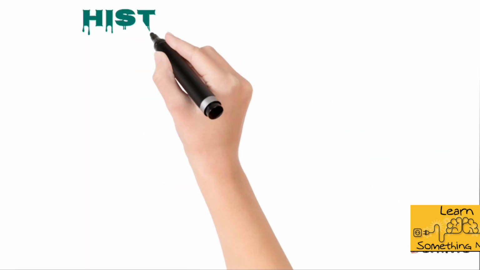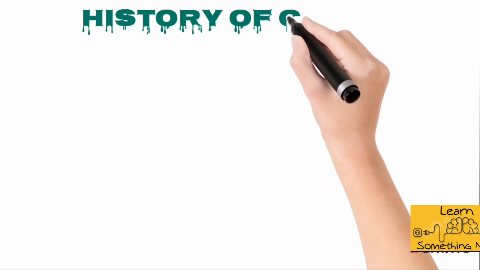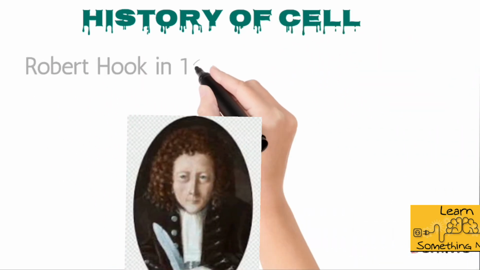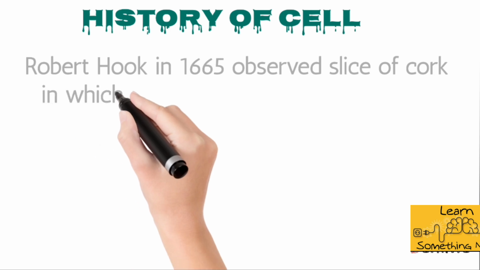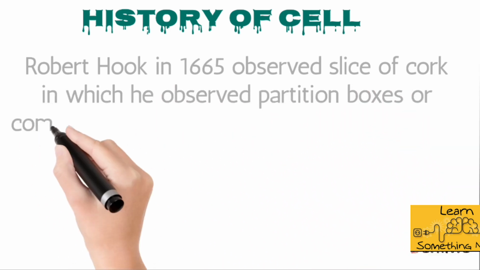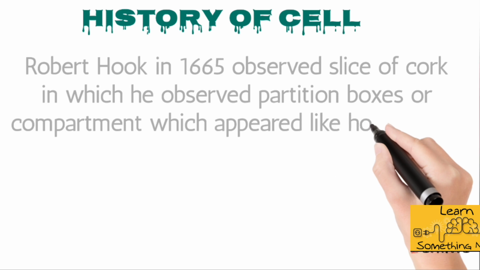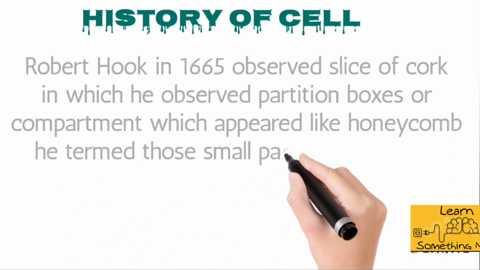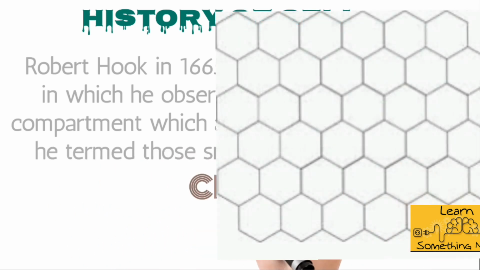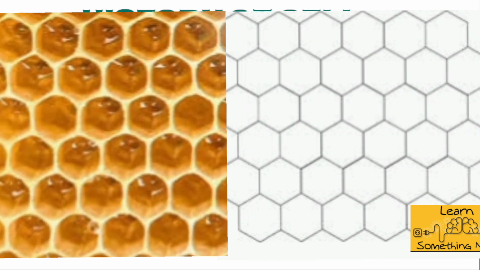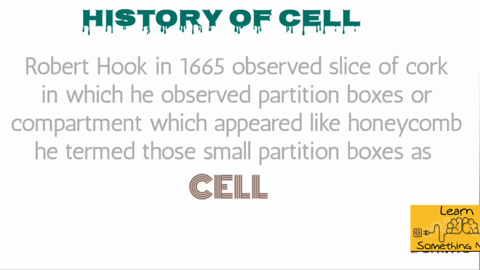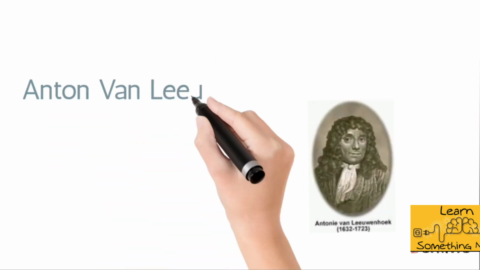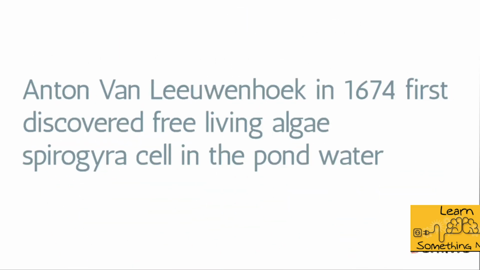So let's talk a little about how the cell was discovered. Cells can be either living or dead. The dead cell was first discovered by Robert Hooke in 1665. Robert Hooke, while observing a slice of cork, observed partition boxes that appeared like the structure of a honeycomb. So he termed those small partition boxes as cells. The living cell was first discovered by Anton van Leeuwenhoek in 1674. Leeuwenhoek discovered these living cells in pond water.